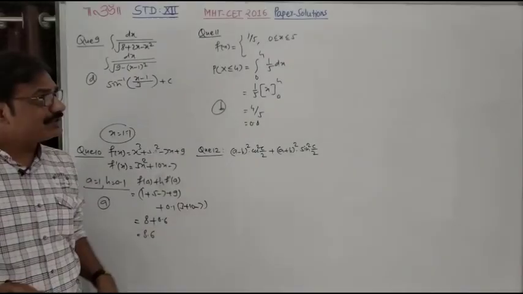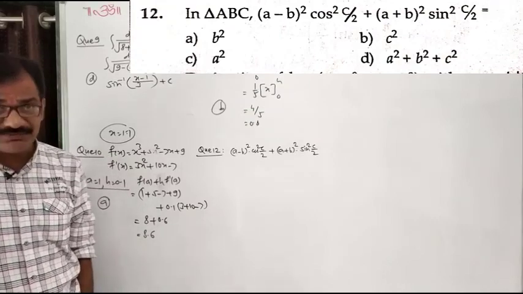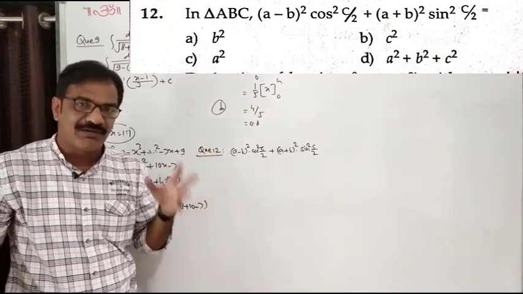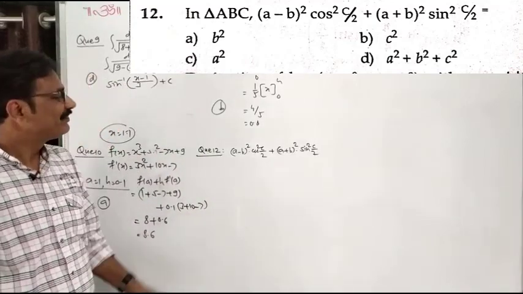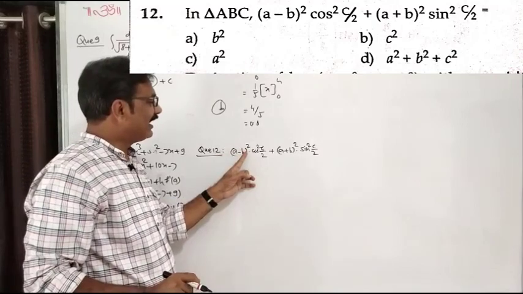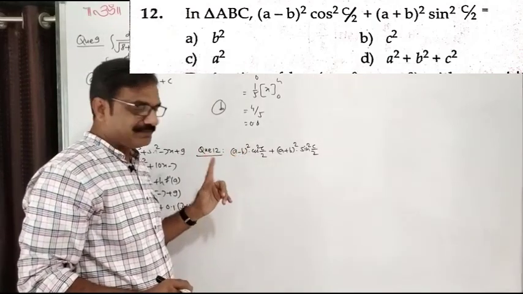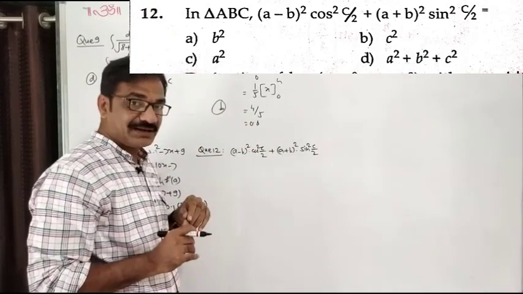If you look at question number 12 carefully, the question says that in a triangle ABC, ये आपको उल्लू बनाने वाला प्रॉब्लम है. Seriously, see how. If you expand this, what happens? A square minus twice AB plus B square, and this one A square plus twice AB plus B square.